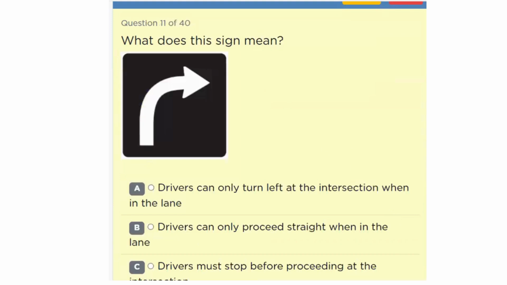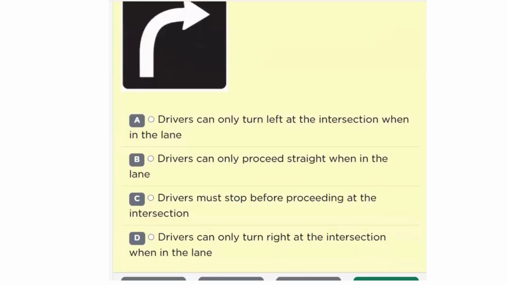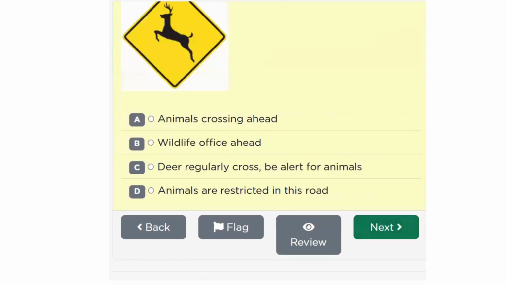What does this sign mean? Drivers can only turn left at the intersection when in the lane. Drivers can only proceed straight or stop for right because it's towards the right direction. Can only turn right at the intersection when in the lane. Yes. Animals crossing ahead, wildlife ahead, deer, because this is deer. So deer regularly cross, be alert for animals.